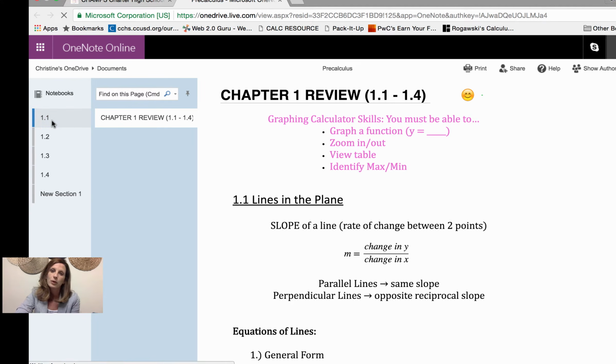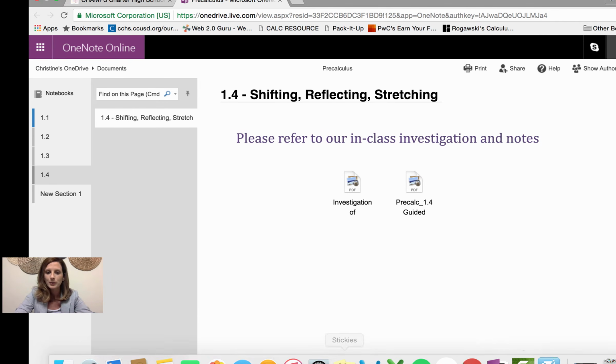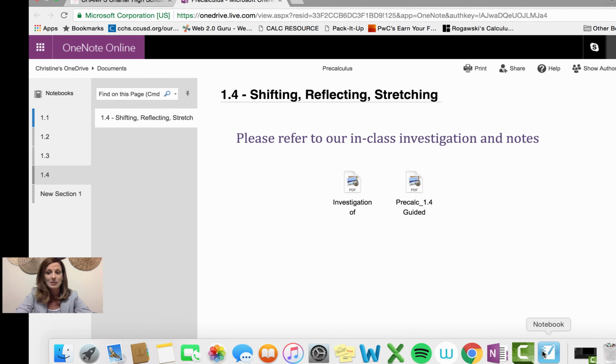You can navigate through 1.1, 1.2, 1.3, and then 1.4 I'm not going to review because we've already done a pretty thorough review in class. But these PDF attachments are here, and those are also posted on the website. So, without further ado, let's begin.